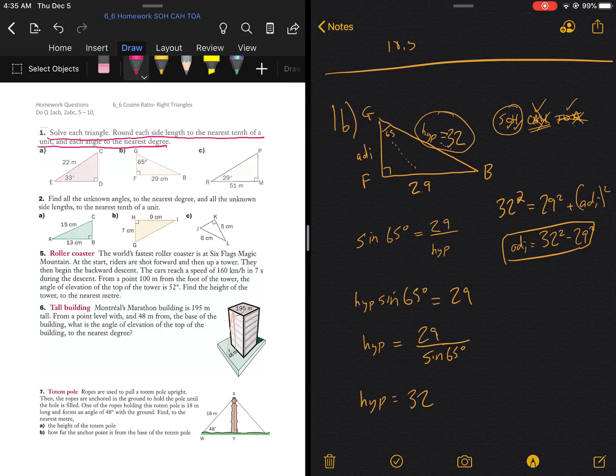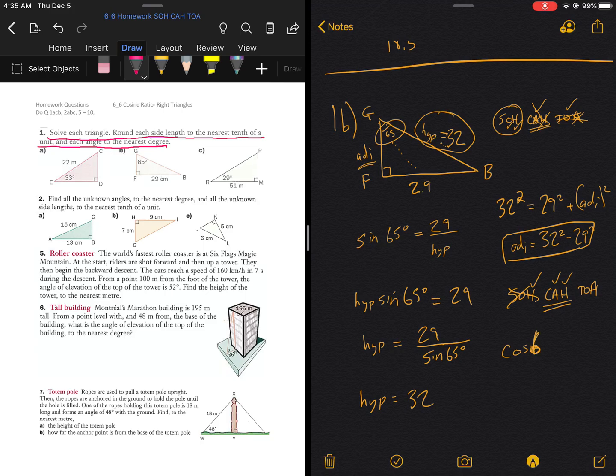So we have hypotenuse. We want adjacent. Okay? And we have this as 65. So what are we going to do? Let's use SOH CAH TOA. So we have the hypotenuse, but we don't want the opposite. We're not going to use sine. We have the hypotenuse. We want adjacent. We're going to use the cosine ratio.